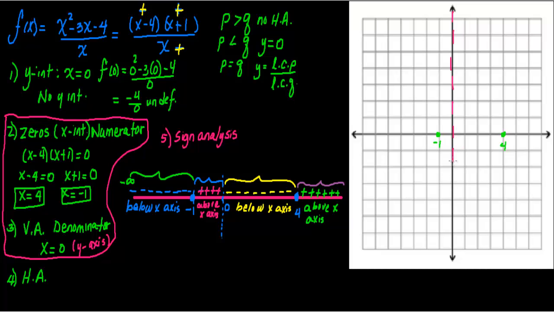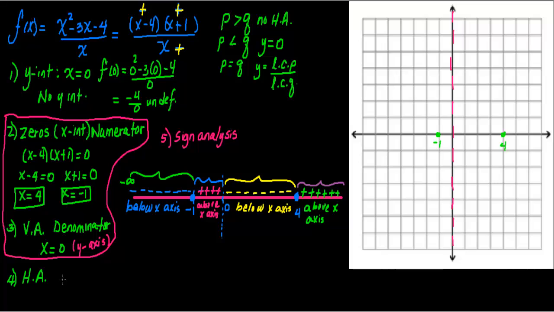This wall, this vertical asymptote, we are not allowed to cross it, touch it, nothing. We can only approach it. And the graph usually splashes against this wall when it's near the wall. Okay? So there's my vertical asymptote.